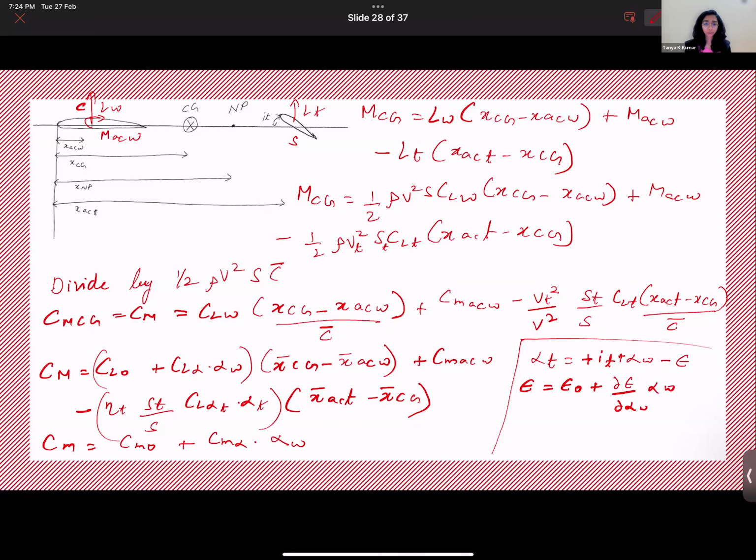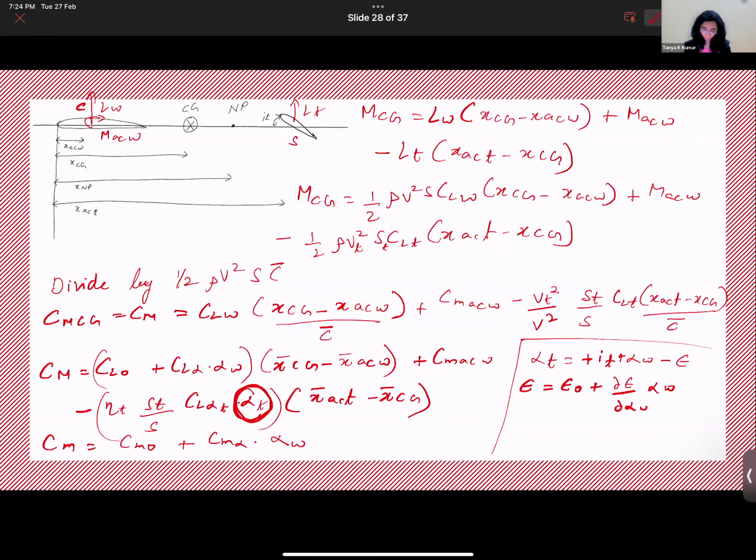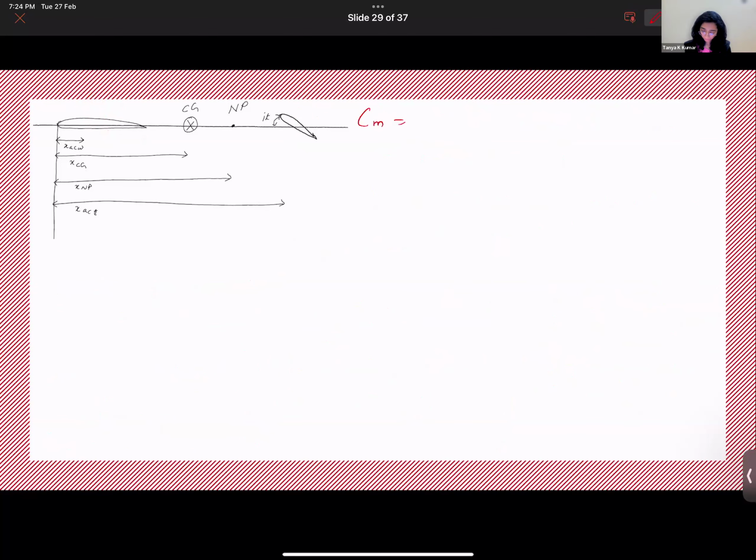Now we need to substitute all of these parameters into this quantity, and then you will have CM naught and CM alpha. So let's do that. Your CM would be, what was the equation? Okay, let's just try doing it. So it will be CL naught plus CL alpha in alpha wing.